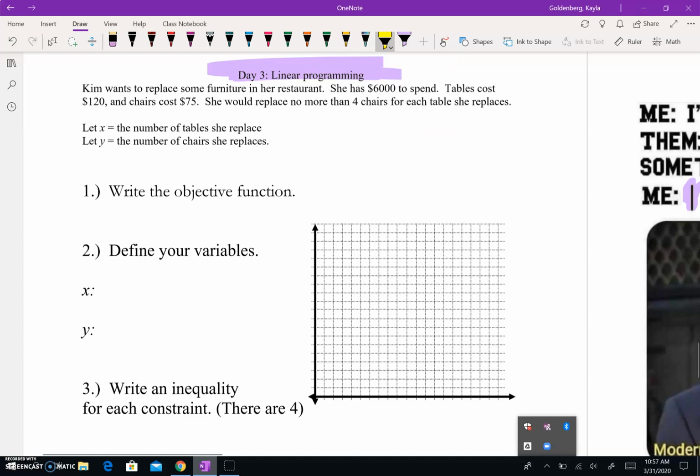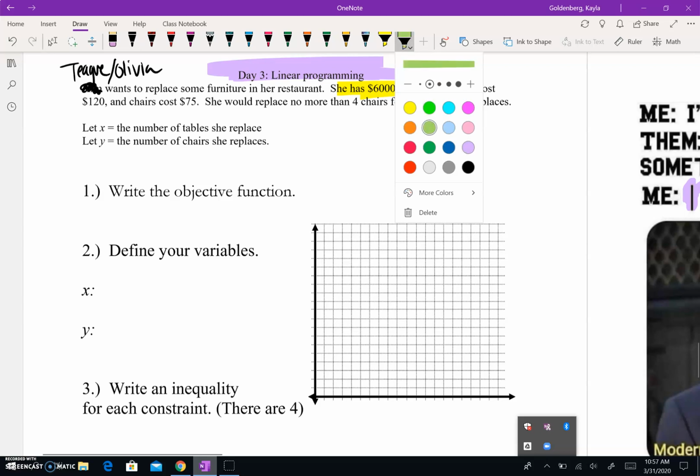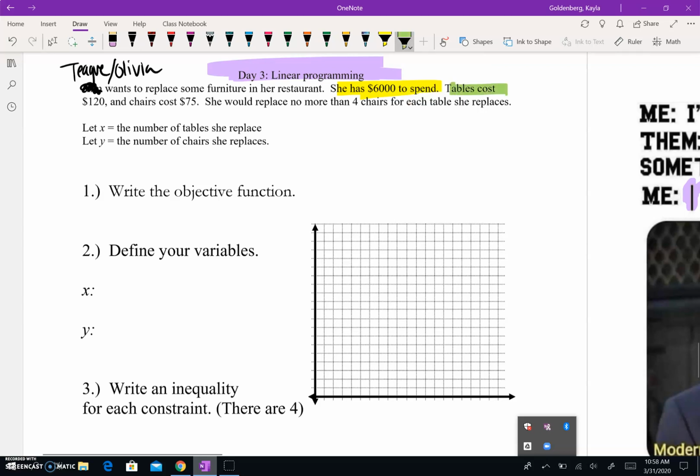So Kim wants to replace some furniture in her restaurant. She has $6,000 to spend. I'm going to change Kim's name, Kim is just some random name. I'm going to make this Teague from 3rd period teaming up with Olivia from 3rd period, and they are starting a restaurant. So they need some furniture for their restaurant. They have $6,000 to spend. And let's get some other info. Tables cost $120, and that's also a cost. I'm going to highlight that all yellow. Tables are $120, chairs are $75.